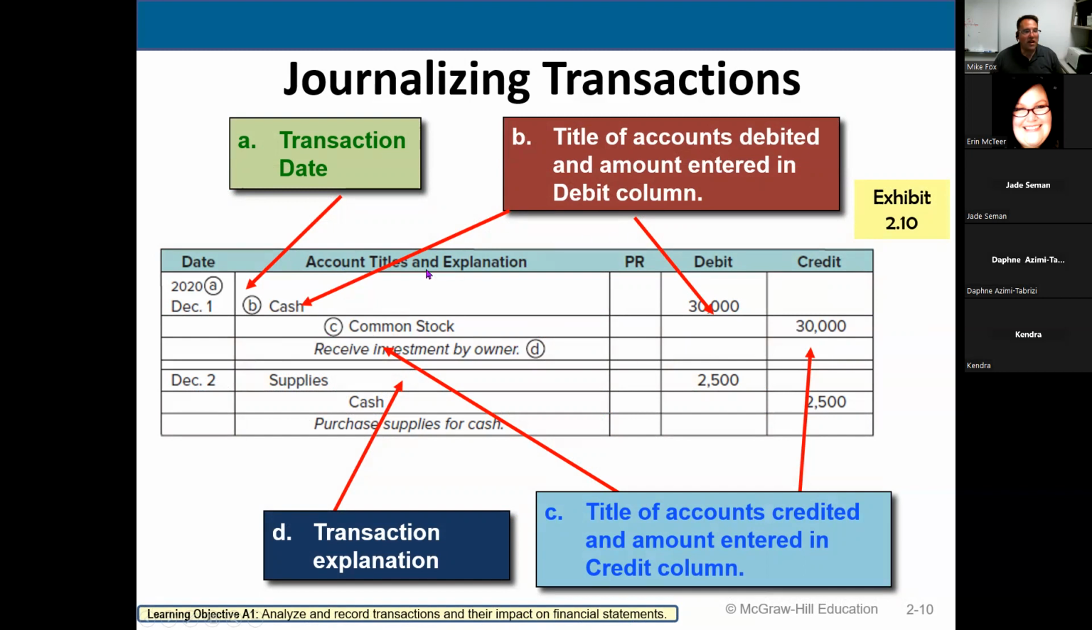For me, it helps to try to translate a journal entry, if I see one, into plain English. Okay, the cash is going up, and the common stock, which is an equity account, is also going up. So this must be the business issuing common stock in exchange for $30,000 in cash. And then this one, we would see supplies, which is an asset, is being debited, which means it's going up, and cash, which is an asset, is going down. So without even reading this, I could say it looks like somebody's just buying supplies for cash. So these are two different journal entries, okay?